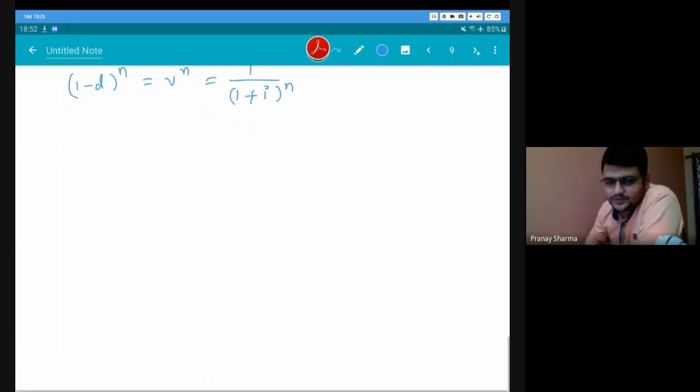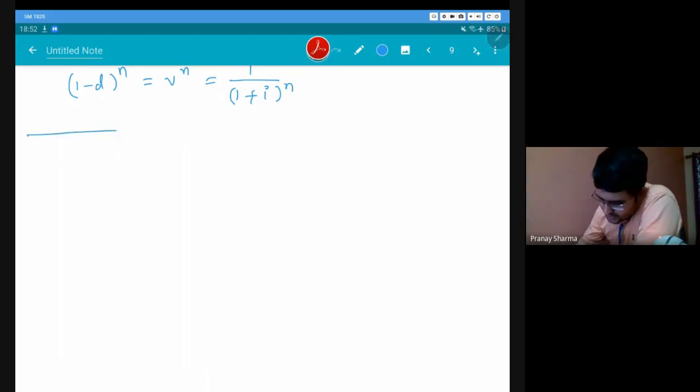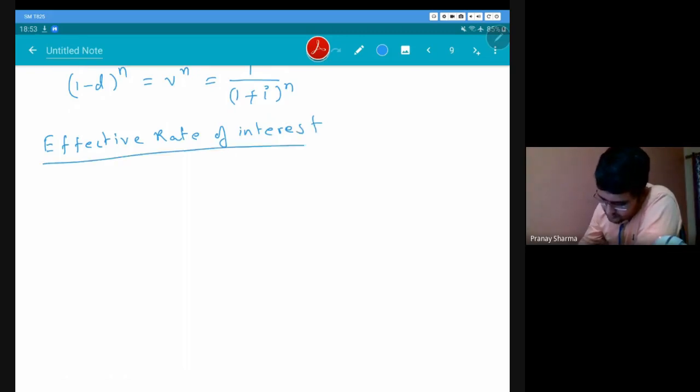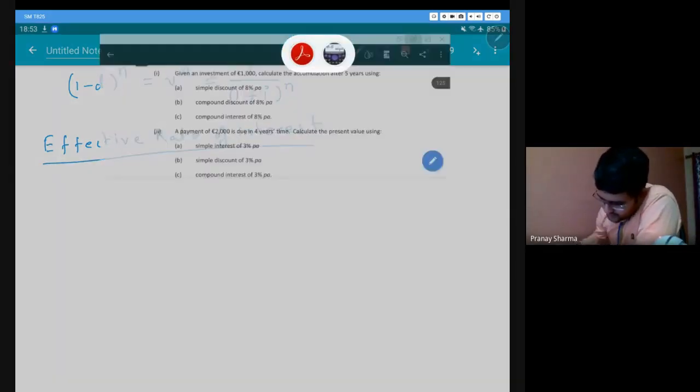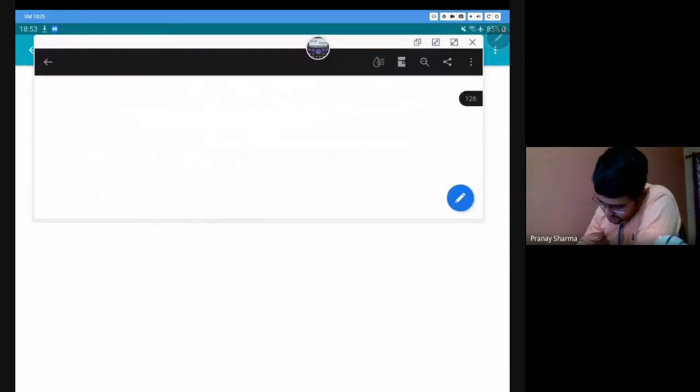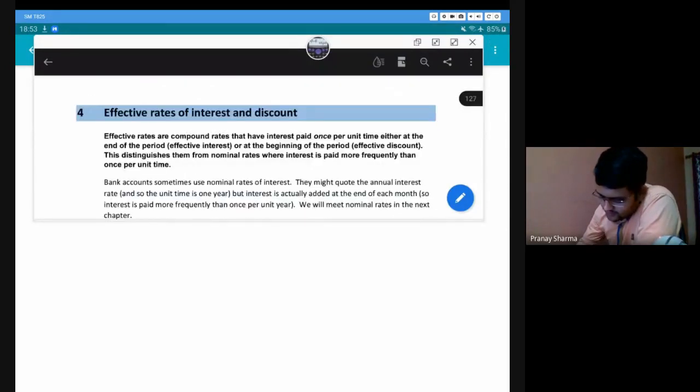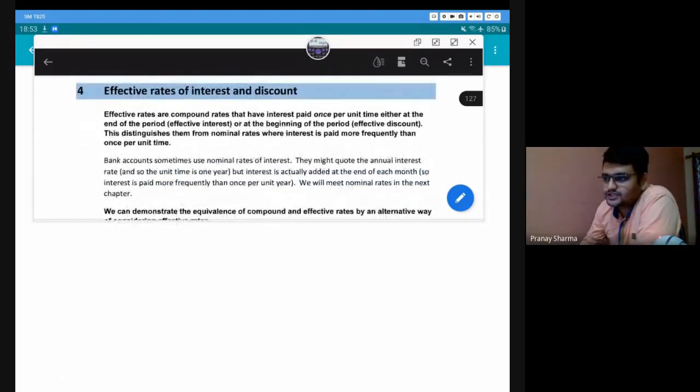In actuality, this chapter is over. The chapter that I teach anyways, there's one more concept left that we call effective rate of interest. Yes, we have effective rate of interest. And what we were learning was nothing but effective rate of interest, the I that we were talking about. Now let's see the definition.